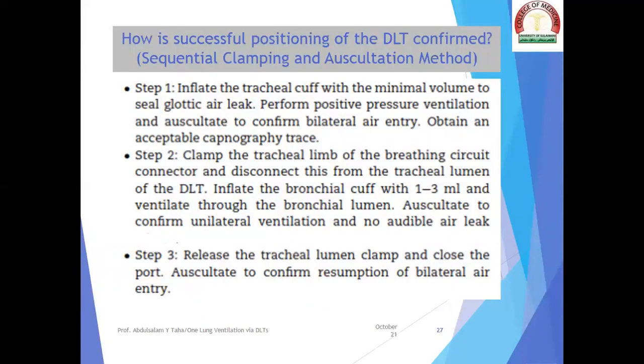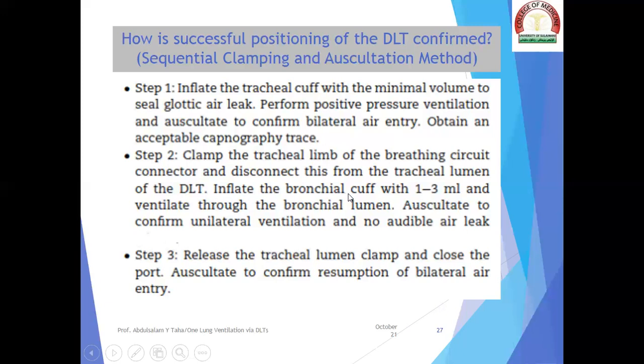Auscultation method. Step 1, inflate the tracheal cuff with the minimal volume to seal the glottic air leak. Perform positive pressure ventilation and auscultate to confirm bilateral air entry. Step 2, clamp the tracheal limb of the breathing circuit connector and disconnect this from the tracheal lumen of the double lumen tube.